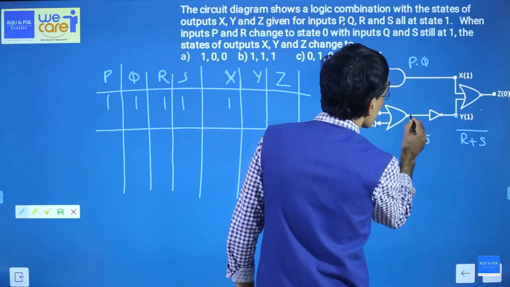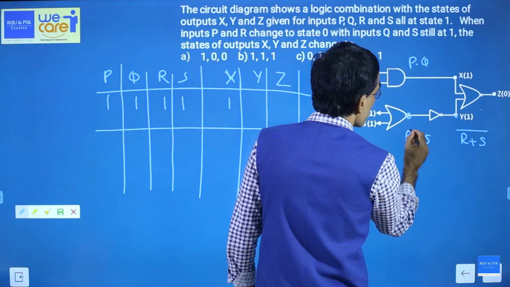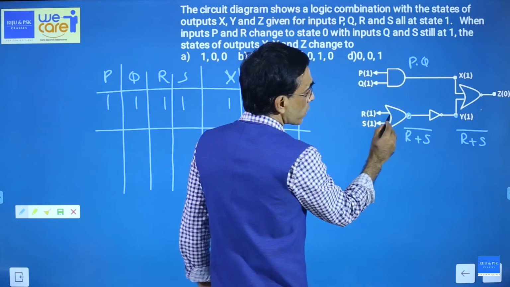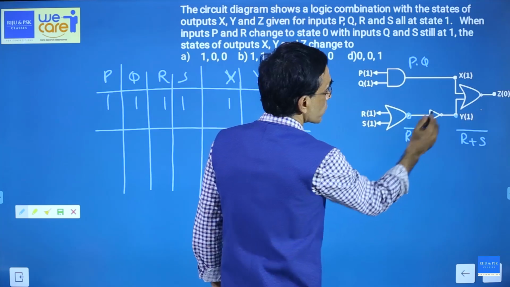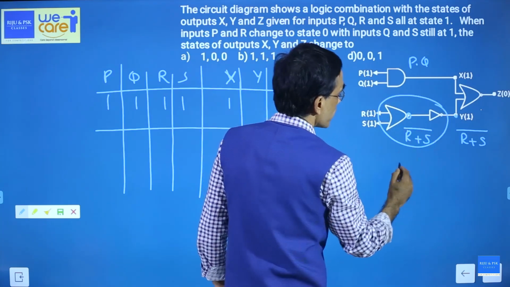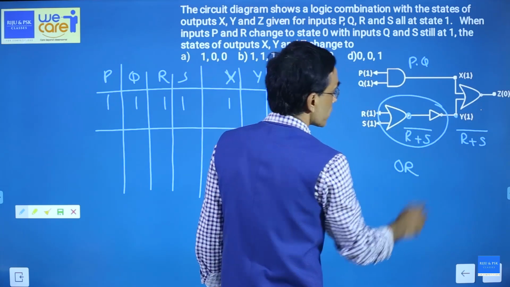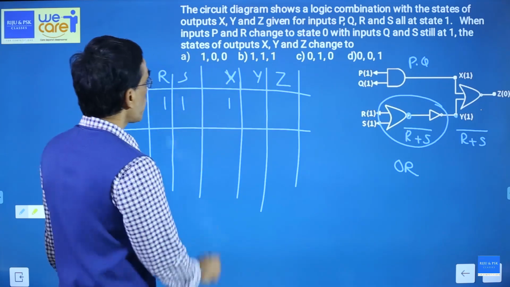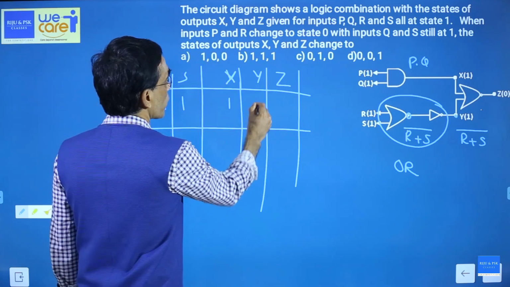Oh, sorry, there is a circle here. That means this is complement of R plus S. Okay, this is OR, not. So this whole combination is only an OR operation. So when R and S are 1 each, the OR operation will give you Y equal to 1.